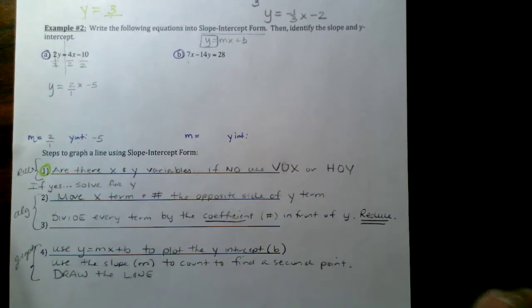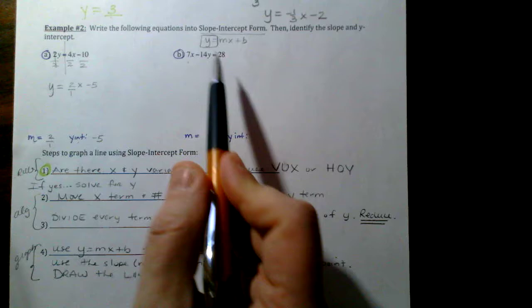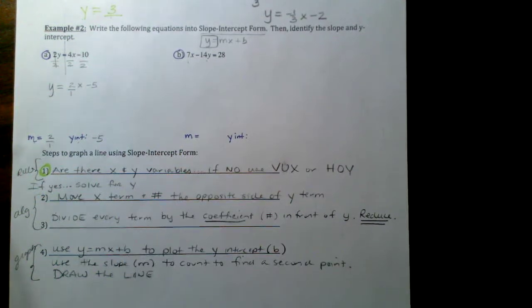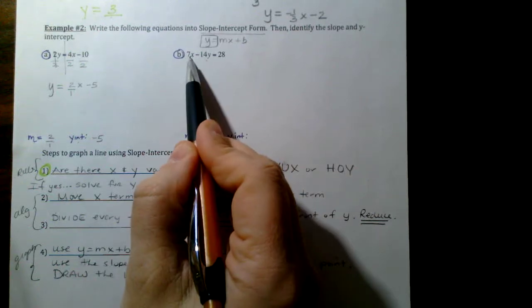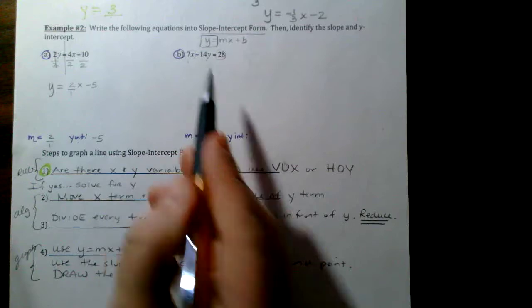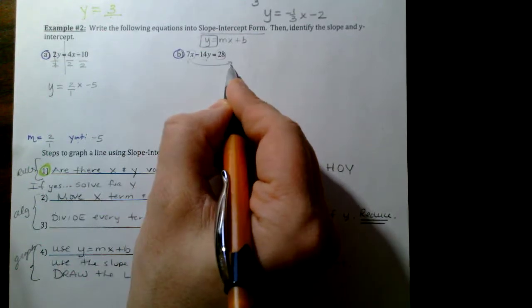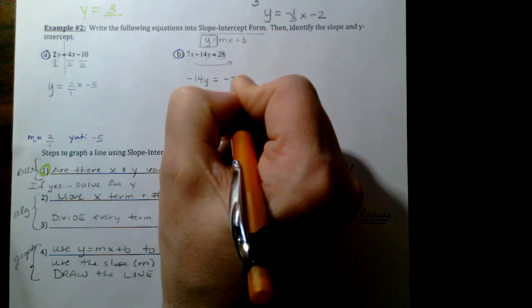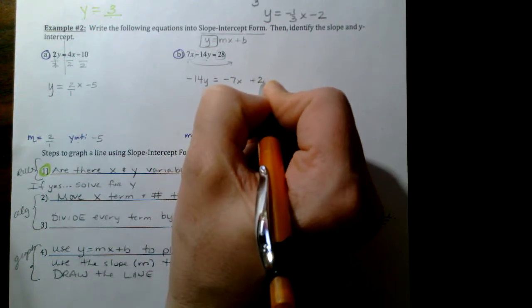When I look at the next problem, step 1 says, are there x and y variables? Yes, there are. This is not a special case line. Awesome. Next says, move the x terms and the number terms to the opposite side as the y term. So I'm going to move this to the other side. So negative 14y is equal to negative 7x plus 28.